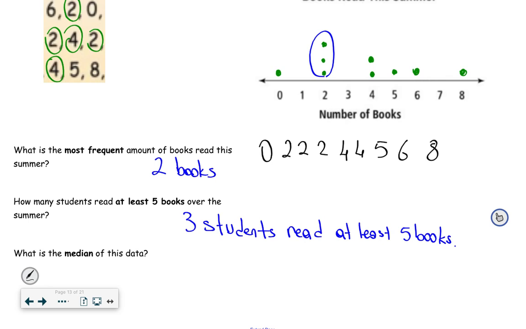To be able to find the median, you need to get the middle number. So the middle number is 4. So the median is 4.